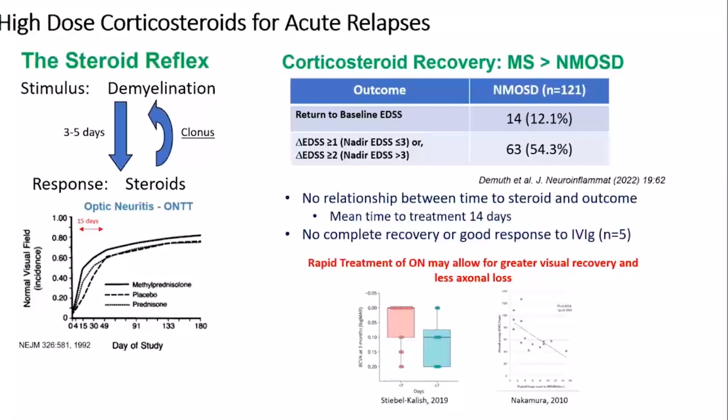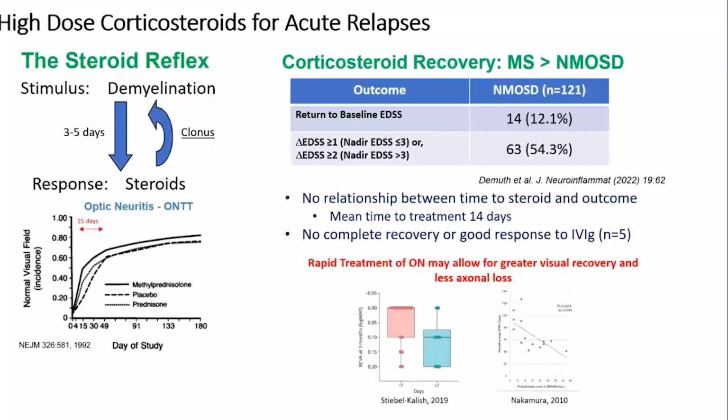neuritis, people getting steroids within 3 days or less, or in terms of that OCT where we blink light against the back of your eye and measure the thickness of the optic nerves, that in those cases, we actually have more preserved nerve after treating earlier.